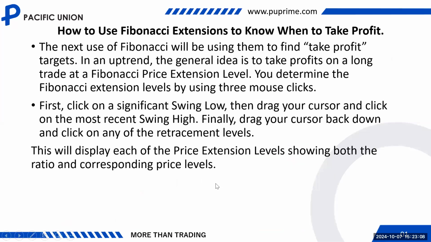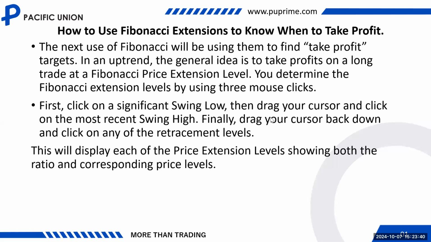How to use Fibonacci extensions to know when to take profit. Now, the next use of Fibonacci will be using them to find take profit targets. In an uptrend, the general idea is to take profit on a long trade at the Fibonacci price extension level. You determine the Fibonacci extension levels by using 3 mouse clicks. So when we get to the MetaTrader, we'll practicalize this. We'll click the mouse 3 times to get the Fibonacci extension levels.